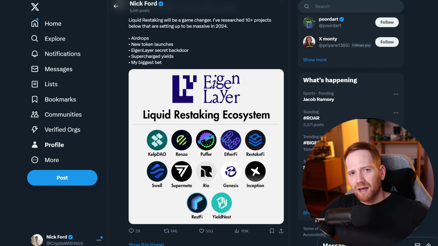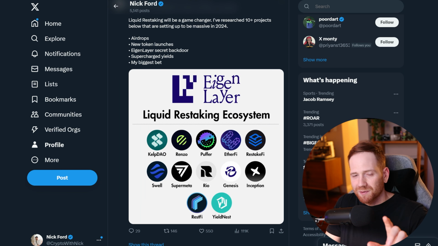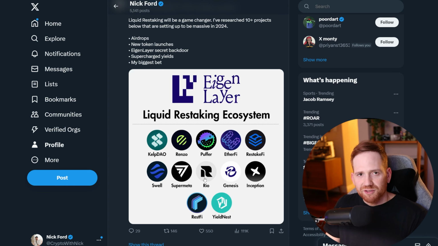I promised you all I would also mention bonus altcoins that I thought had the potential to do 50 to 100x, but remember, these are going to be even more risky. And so I compiled a research of the entire liquid restaking ecosystem, as I imagine this is going to be huge in 2024. And over 12 projects are listed here.